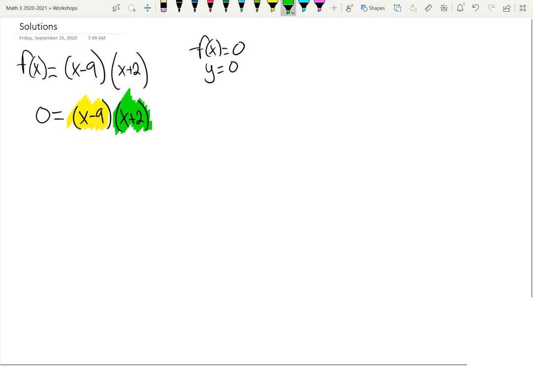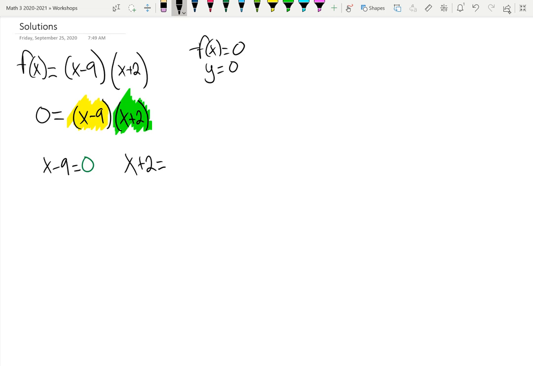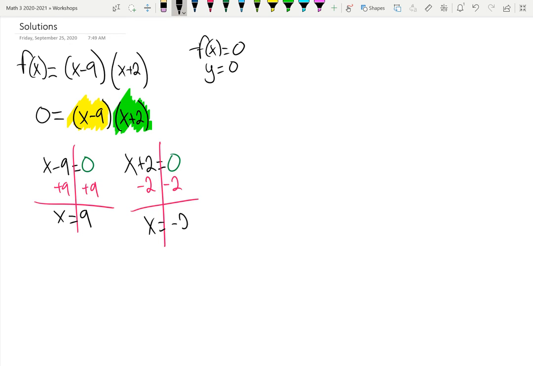So the idea behind this is for the answer of the product to be 0, either the yellow group or the green group has to have a value of 0. This x minus 9 must be equal to 0. This x plus 2 has to be equal to 0. Now I use my inverse operations to solve, and it reveals that x is 9, and when I use inverses, x is equal to negative 2.